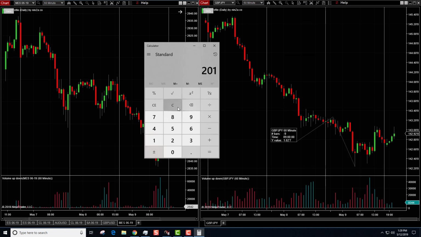201 times 0.10 would be 20 ticks. 20 ticks in the micro futures contract, at $1.25 per tick, is going to be roughly $25. Not a whole lot of money, but as you build your account, you can always increase your position size.